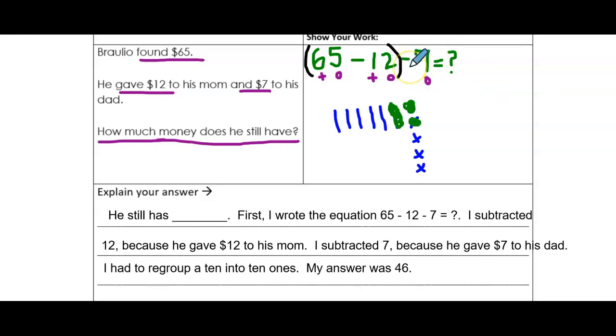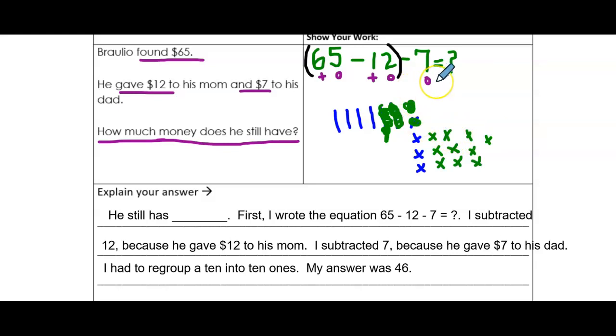Okay, now let's take away minus 7. Oh no, we don't have enough ones. There are 7 ones we have to subtract. So what do we need to do to get more ones? That's right, take it to the bank. Take away one of your tens rods and regroup it into 10 ones. Help me count. 1, 2, 3, 4, 5, 6, 7, 8, 9, 10. Great job, boys and girls.